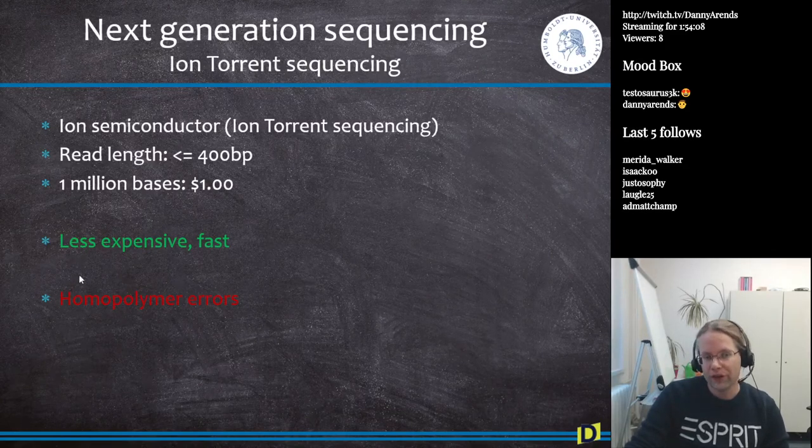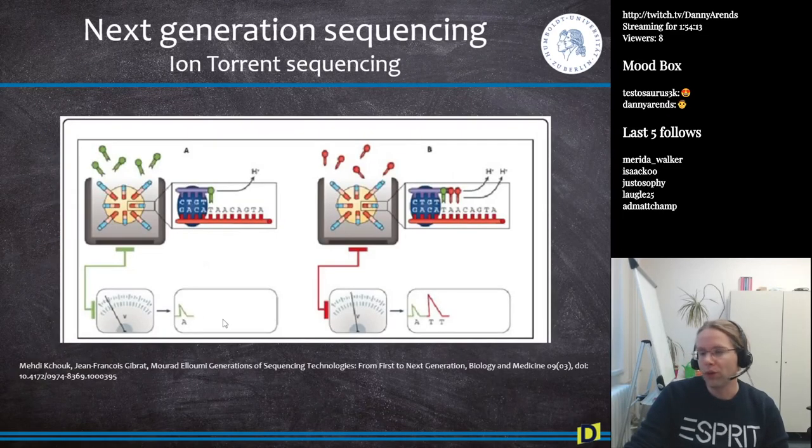The big issue with this whole technology is that you have homopolymer errors. Homopolymer errors are when you have a lot of T's in a row, right? So having 5 T's or 3 T's or 7 T's, it's really hard to distinguish that, because you see a certain peak when you have one molecule expelled. If you have 2 molecules expelled, you have a double peak, right? But if you have 7 or 12 in a row, then it's very hard to see the difference between 7 and 12 hydrogens being expelled, because the machine is really, really accurate.